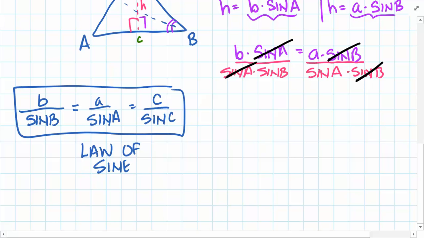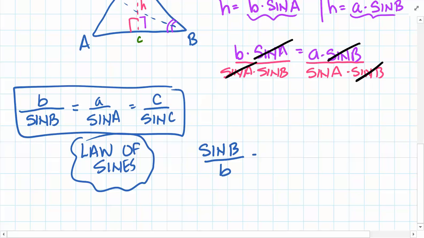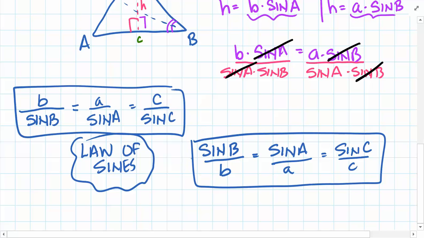That's not so bad, huh? And we just actually proved it. All right? The other way to represent it is like this. A lot of students like it like this. Sine B over B equals sine A over A equals sine C over C. This is also acceptable. Either one of these will work. Both of these are considered the law.